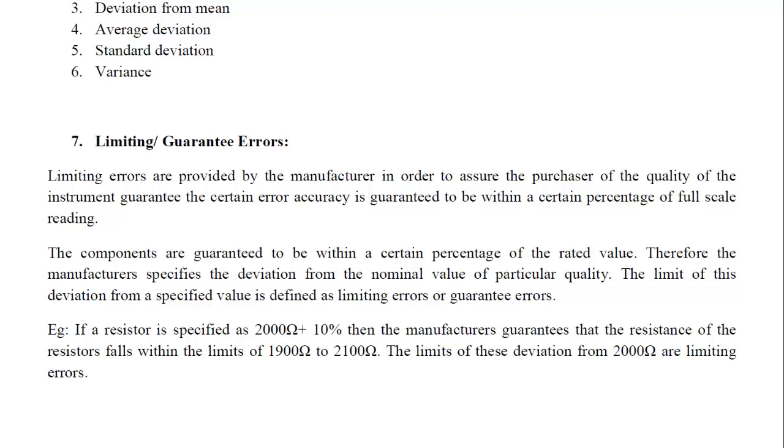Limiting errors are provided by the manufacturer in order to assure the purchaser of the quality of the instrument. So here this error is provided by the instrument itself. Means this instrument is capable of measuring a certain percentage of value and this much amount of error is possible within the instrument. This is guaranteed by the manufacturer. So we have to limit our measurement to this particular value. Okay, so this is about limiting error.